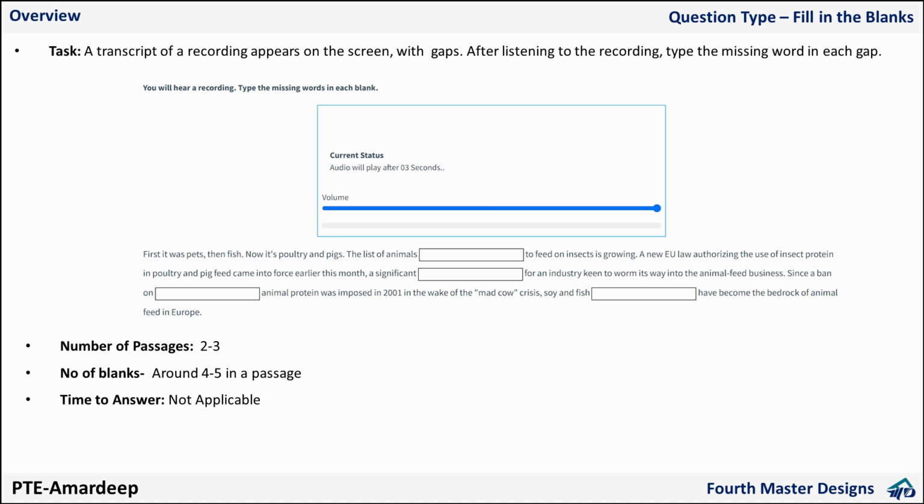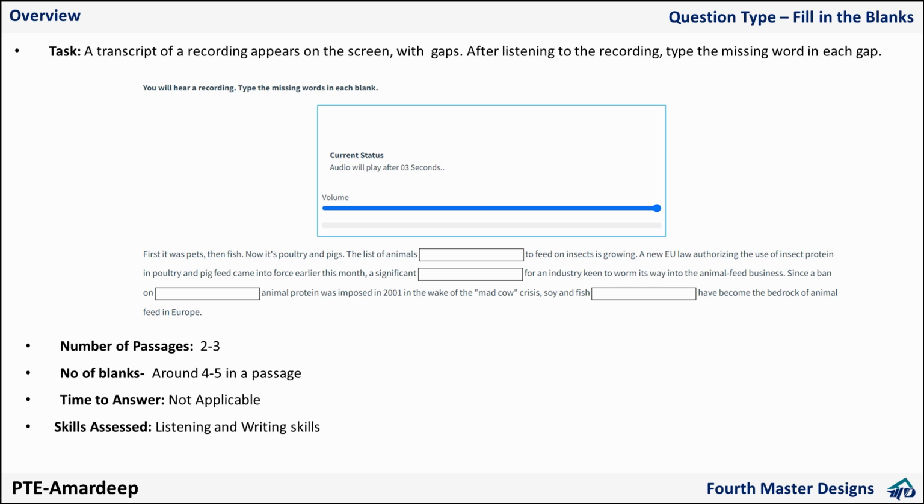Why? Because once your summarized spoken text is over, then you get overall 20, 21, 22 minutes, something like that, and in those 20 minutes you have to answer all the questions. So if you are wasting, let's say, 10 minutes on this, you will be left with 10 minutes for the remaining 9 questions or remaining 12 questions. Okay, so time is not applicable, but my suggestion is that once the audio is over, spend maximum like 1 minute. Sometimes students waste so much time here that they do not get time for write from dictation. So plan everything well. Okay guys, my suggestion, 1 minute maximum on every blank after the audio is over.